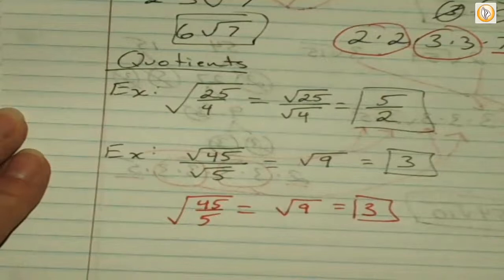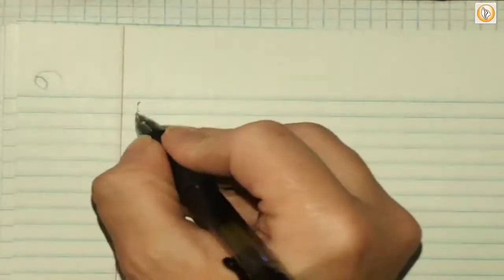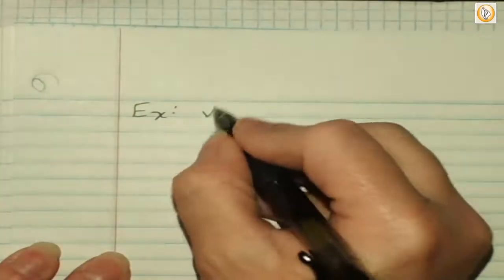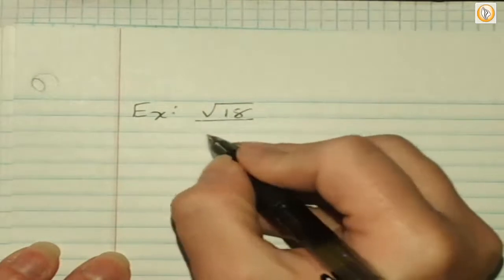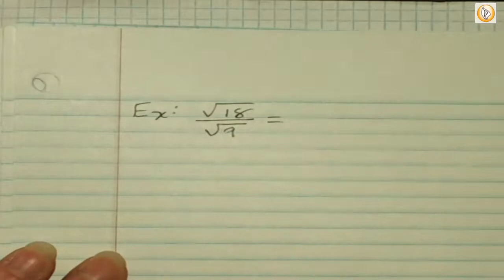And I will tell you, my Algebra 1 class hates division. They like everything but division. Why? It's a little more detailed. The multiplication and simplifying, y'all notice it's not a big deal, right? Division, there's a little more into it. Okay, let's do another. Square root of 18 divided by square root of 9.